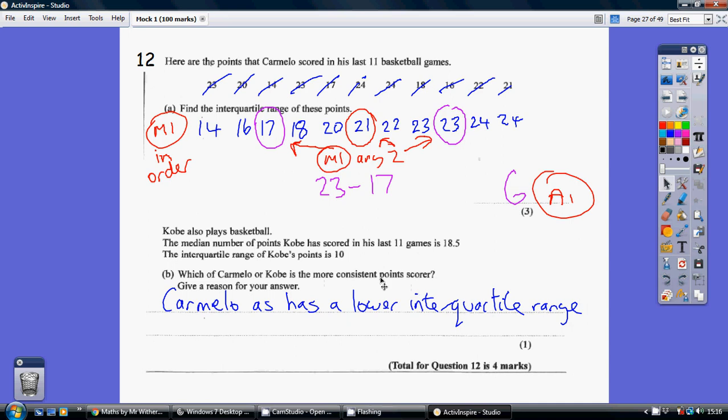So if you're looking for consistency, you're looking for the lowest possible interquartile range or range. Don't mention median.